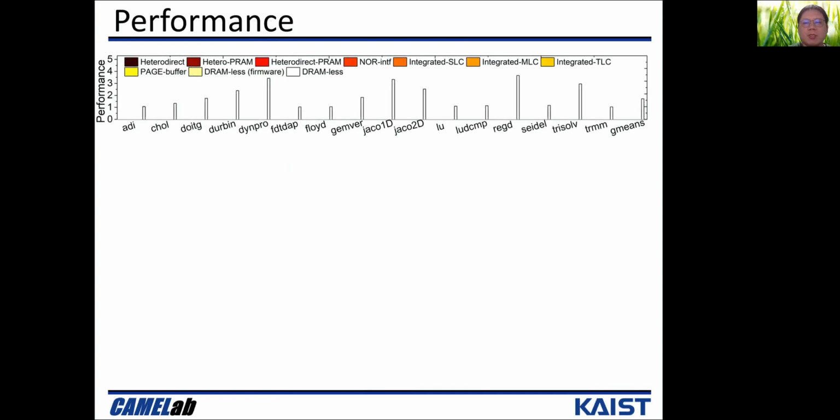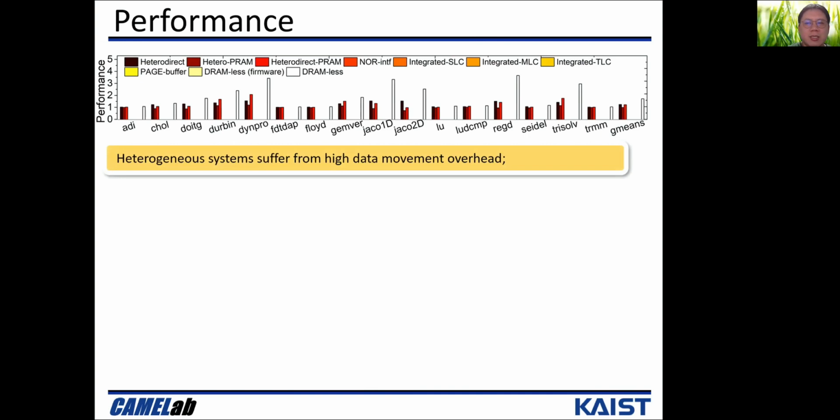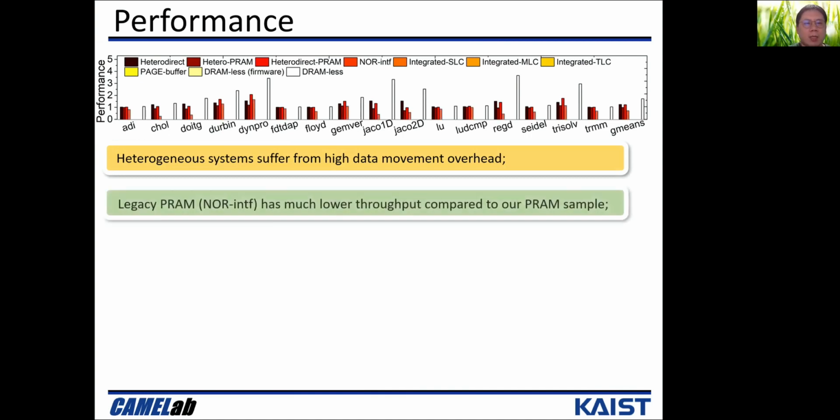We compare the performance of different accelerator configurations. We first compare the heterogeneous system and our DRAMless. The heterogeneous system suffers from the high data movement overhead, so it degrades performance compared to the DRAMless. Another comparison is the legacy PRAM and our DRAMless. Legacy PRAM employs a narrow interface for the communication between the PRAM and the controller. So legacy PRAM has much lower throughput compared to our PRAM sample.